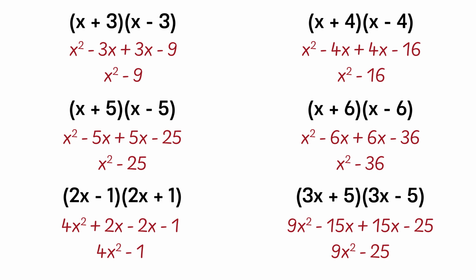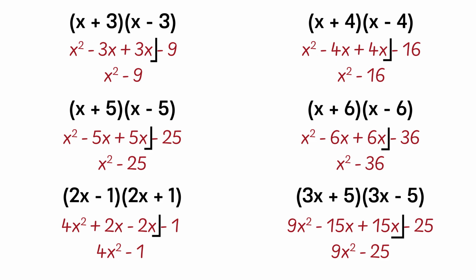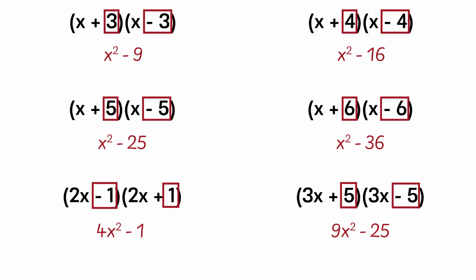Just like perfect square binomials, difference of squares binomials are special because they also give us a shortcut. If you notice, every one of these examples has terms that cancel each other out. Then the final result is just the first numbers in each parentheses multiplied by each other minus the second numbers in each parentheses multiplied by each other.